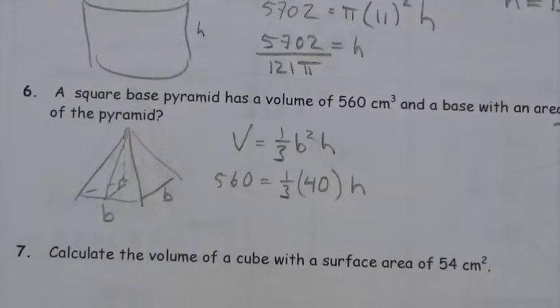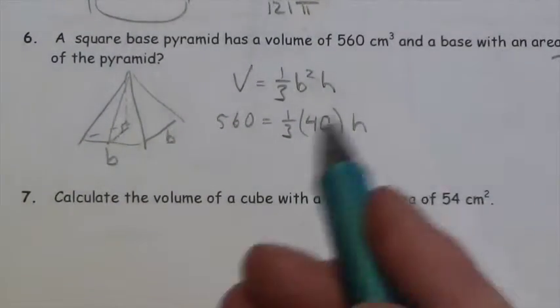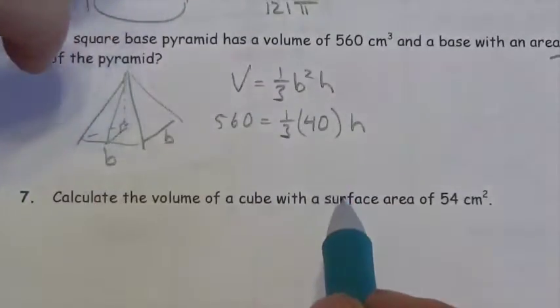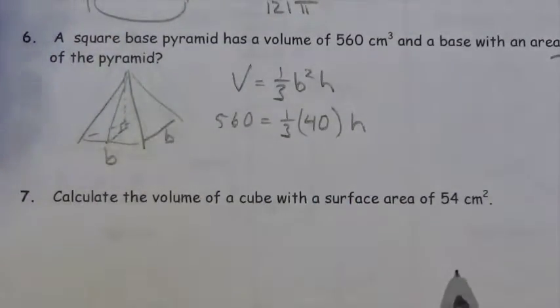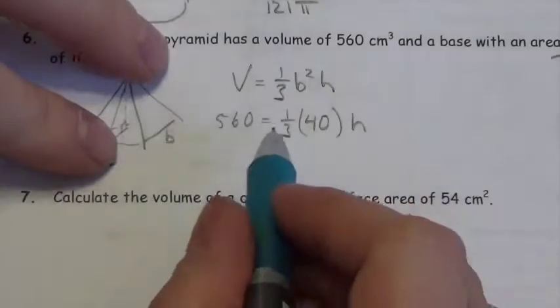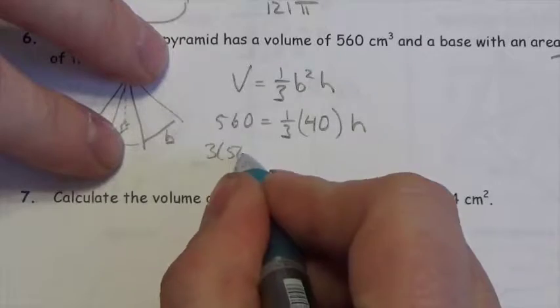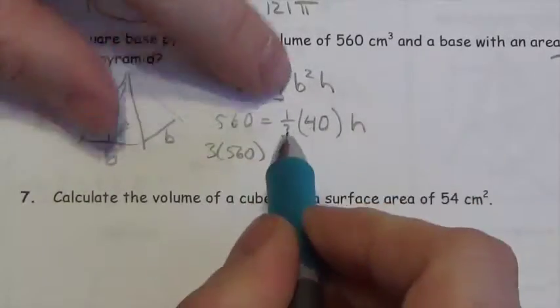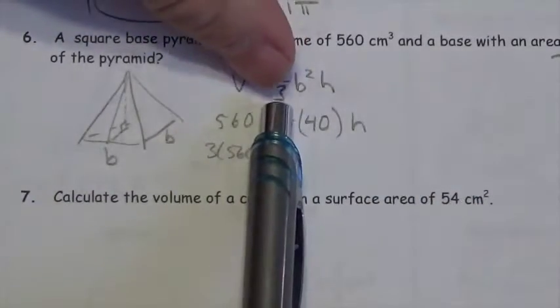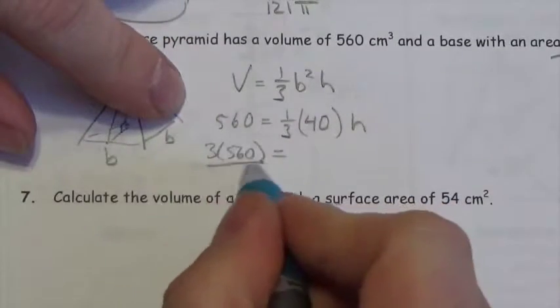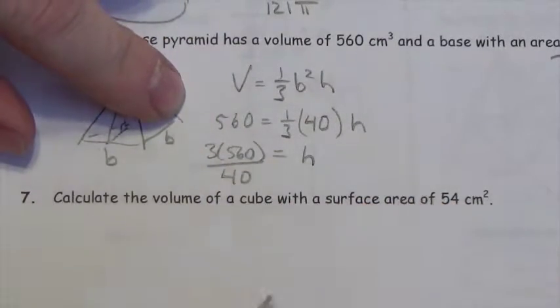But this is a little different this time. In previous questions like this, I had the ability to simplify this quite nicely. In this case, I don't, because 40 is not a multiple of 3. So what I'm going to do is multiply both sides by 3 first. That's going to get rid of that 1/3. So once that 3 is up here, now I'll divide by that 40. And this will be what H is equivalent to.